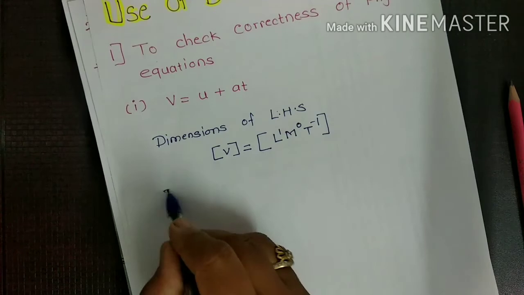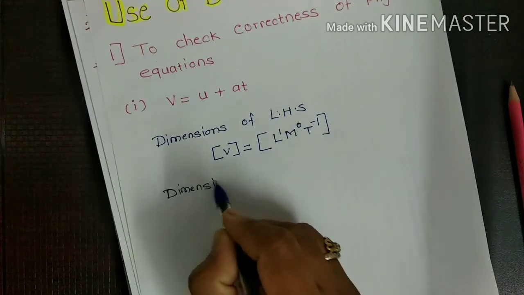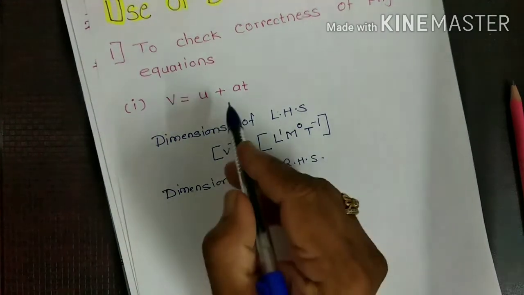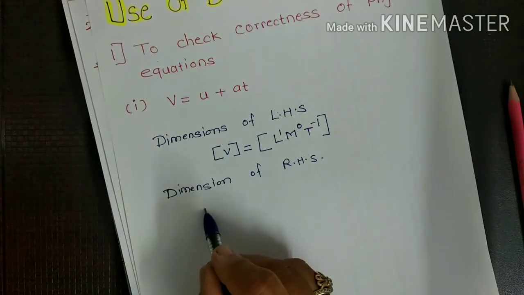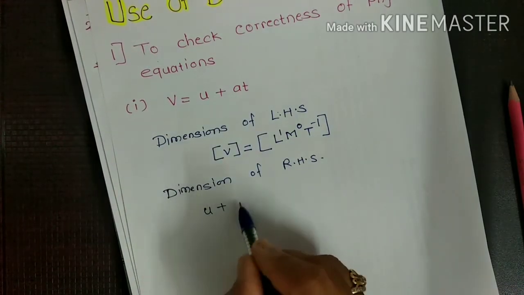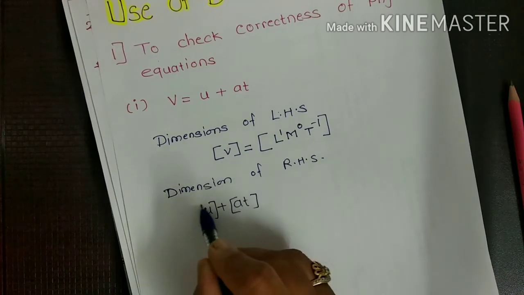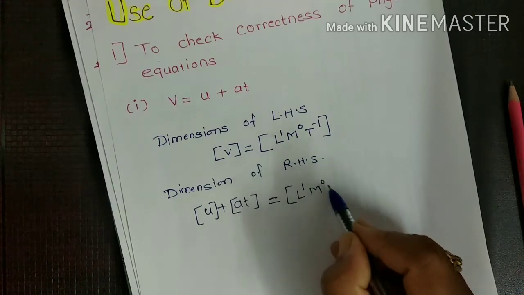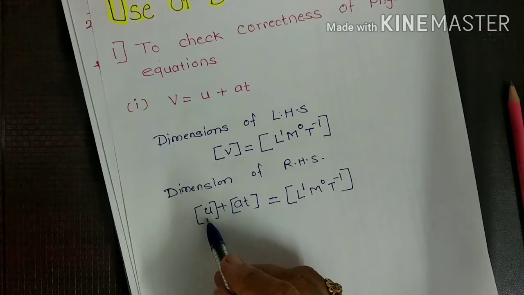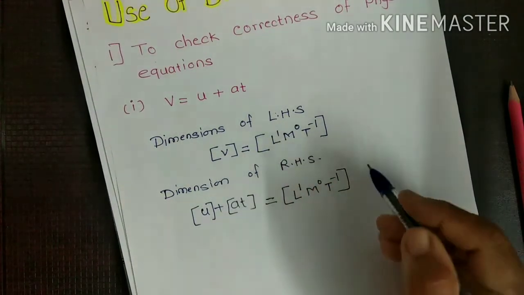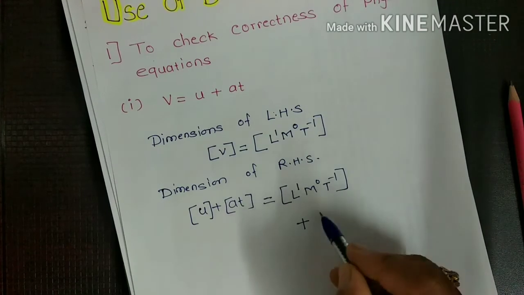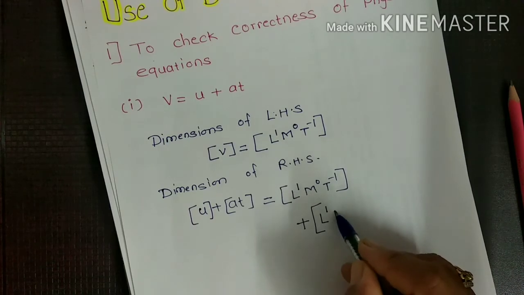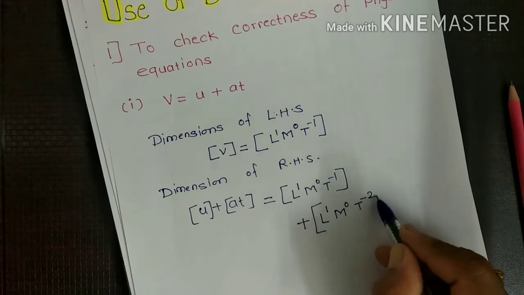Then the dimensions of RHS. Which term is at RHS? That is U plus AT. So at first here we have to write down that equation, and for U again the dimensions are L1, M0, T raised to the power minus 1, because U is the initial velocity and V is the final velocity. Okay, and for AT the dimensions are L raised to the power 1, M raised to the power 0 and T raised to the power minus 2.